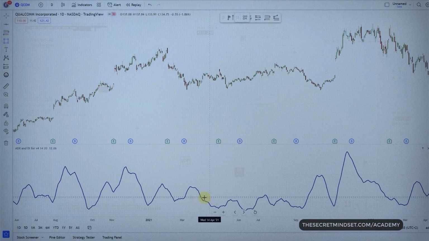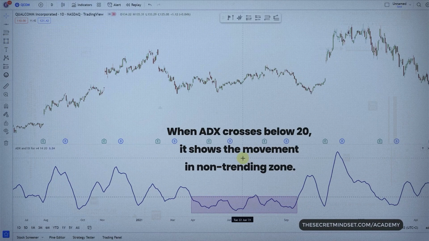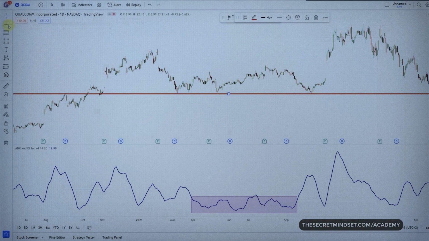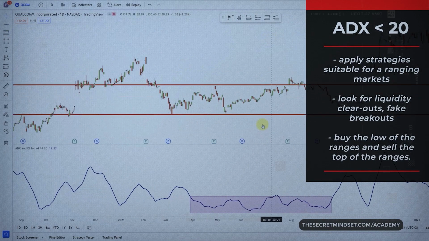When ADX crosses below 20, it may show the end of the trend, or better said, the movement into a non-trending zone. So when you see the ADX line below 20, forget about trend trading strategies.